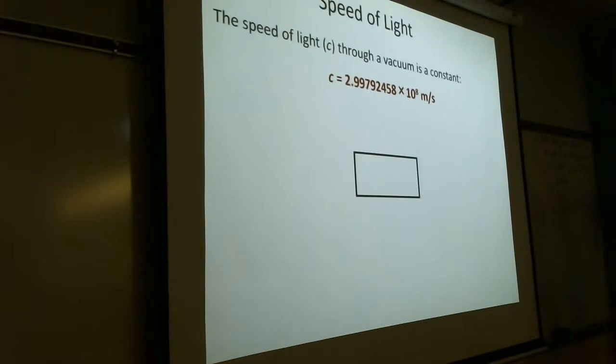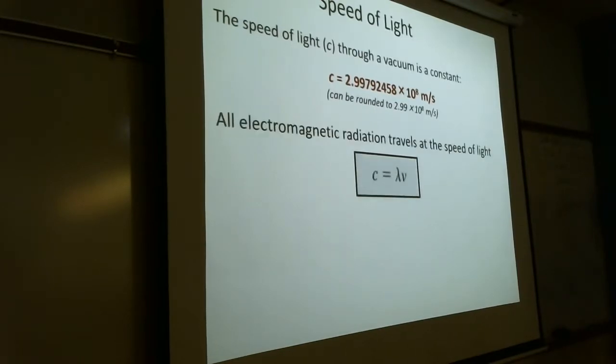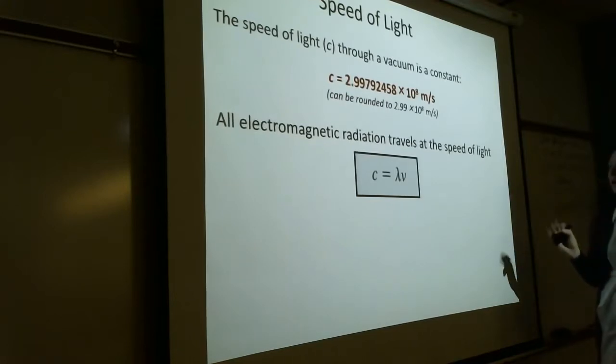And so the speed of light, which I'm sure you've probably seen before, we're going to round it to 2.99 times 10 to the 8th. You're not going to have to carry out all these sig figs. And we represent that with lowercase c. And all electromagnetic radiation travels at the speed of light. That's convenient for us, right? All electromagnetic radiation is traveling at the speed of light.